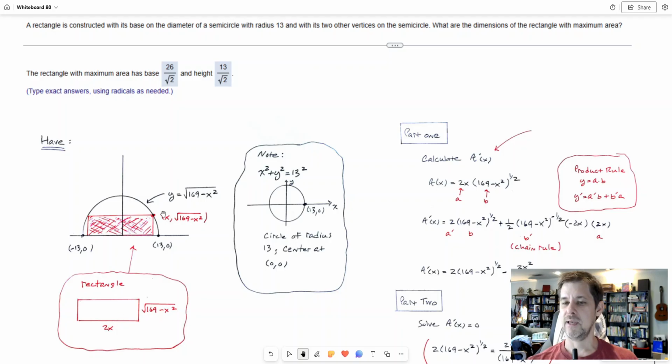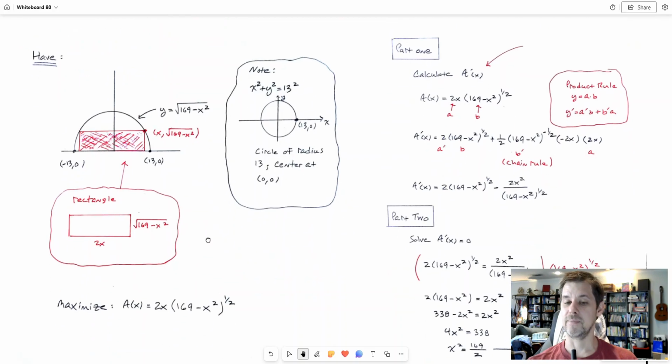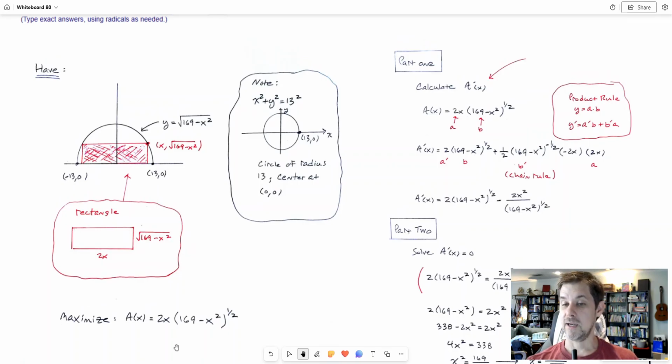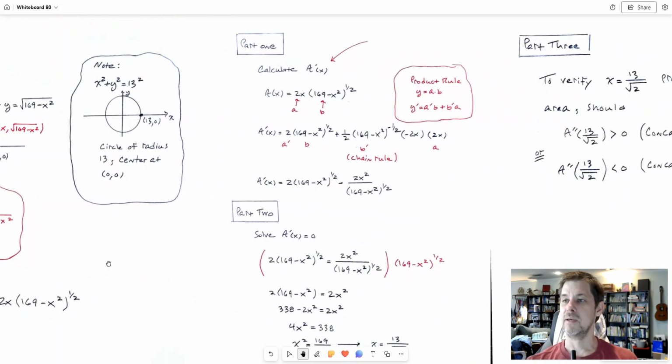Why do I say that the width is double the x? Well, because the x coordinate means from the origin I go right x. But that's only half of the width of the rectangle, as you can see. So double it to get the entire width. So what this will come down to in terms of maximizing the area is maximizing this function. This function is the area of that rectangle: 2x times the square root of 169 minus x squared. So how can we do that?